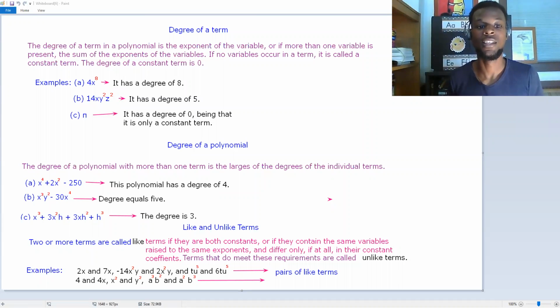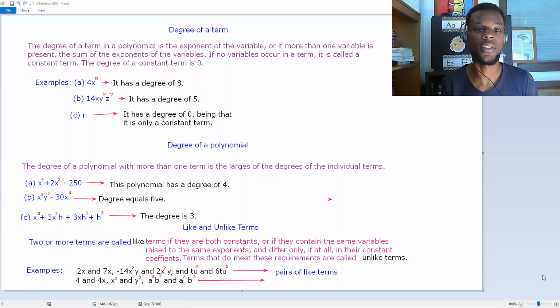Okay, welcome back. So in the last video, we had a basic introduction to polynomials. We looked at the difference between a monomial, a binomial, and a trinomial. And now in this video, we're going to look at the degree of a term, the degree of a polynomial, and we're going to look at the key differences between like and unlike terms. Okay, let me pause the video.